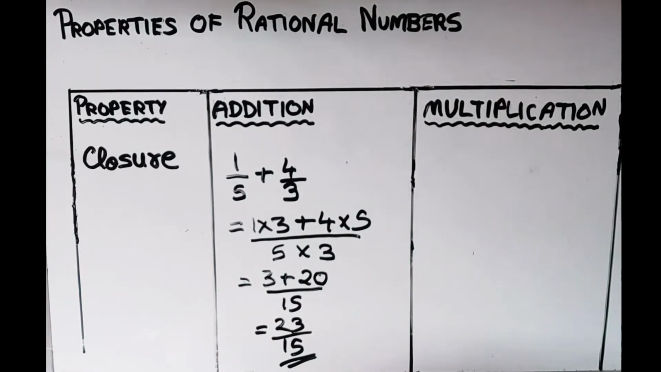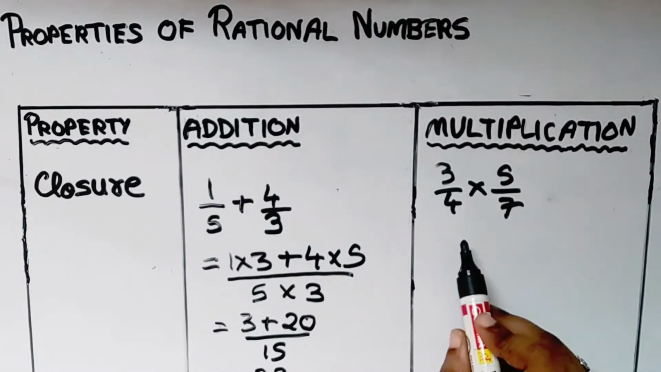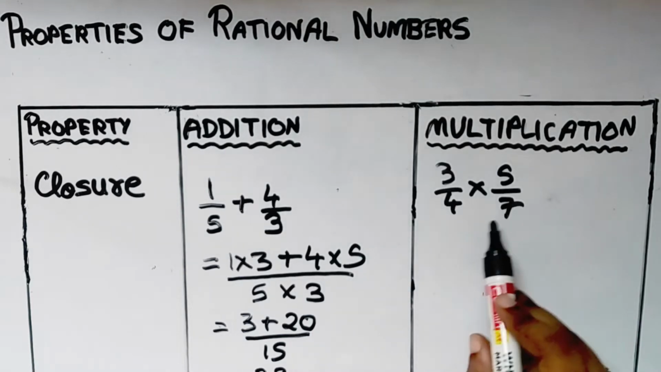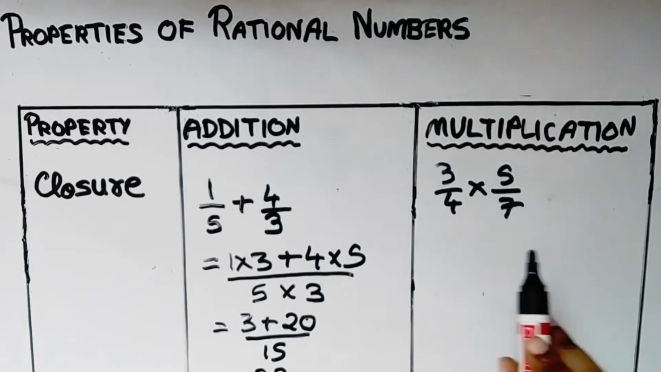We will see this. These two are rational numbers. The multiplication of rational numbers will be the same as we have seen for multiplication of fractions.